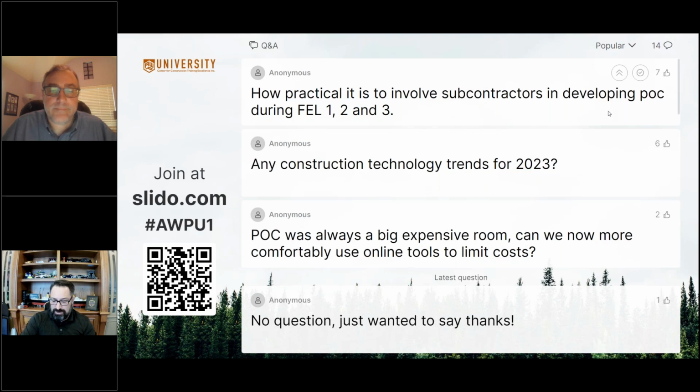How practical is it to involve subcontractors in developing a POC during FEL 1, 2, or 3? Certainly, involving subcontractors in the early FEL portion is challenging for sure, right? But the trick here is to have some level of representation in developing your strategy related to contracts and your contract quilt during FEL 1 and 2 in particular, right? And then into 3, hopefully you're finalizing your contract quilt. It's important to identify the capability that you're going to need, and the subcontractors that you're planning on using, or at least the type that you want to involve, and try to get some representation of those domain skill sets into the planning sessions early on.